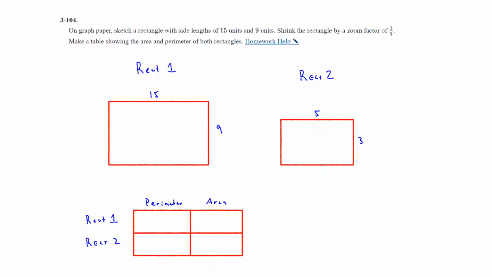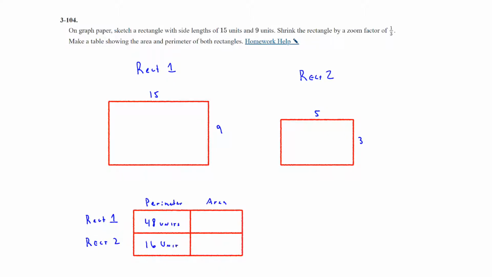So first we'll do the perimeter of the first rectangle. 15 plus 9 is 24. Times that by 2, because we got the other two side lengths, means the perimeter for the bigger rectangle would be 48 units. And from doing these problems in previous homework, you might recognize that the perimeter of the second rectangle will change by the same zoom factor. So if we went by a zoom factor of 1/3, 1/3 of 48 is 16.